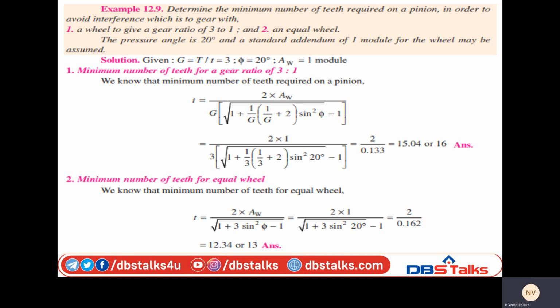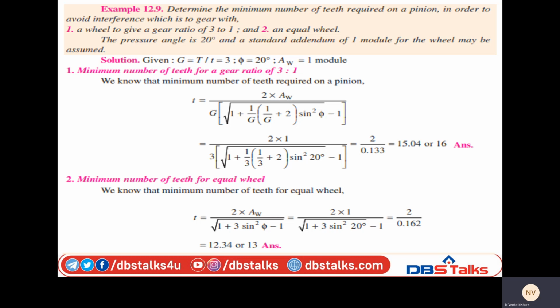So what is the thing given in the problem? Gear ratio, that is capital T by small t, is equal to 3 by 1. That means small t is equal to 1, capital T is equal to 3. Then pressure angle is 20 degrees. Pressure angle means phi is equal to 20 degrees and the standard addendum of one module for the wheel. So addendum of the wheel and addendum of the pinion is there. So here AW was given, that is equal to 1 module. Determine the minimum number of teeth required on the pinion.